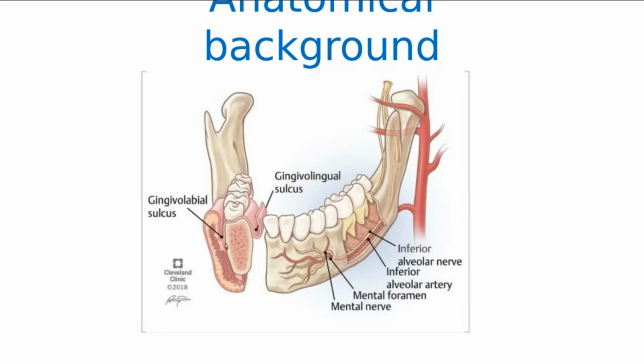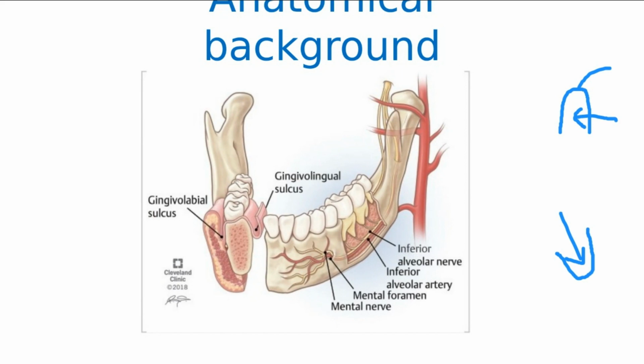This is what I want you to know here. These two sulci. Remember when we talked about the maxillary side, we said this is called the vestibule, which is the space here, and this is called the mucobuccal fold. Here it's the same thing, but this is called sulcus instead of vestibule. From outside, it's called the gingivolabial sulcus. The sulcus between the gingiva or the gum and the lips. The name gives it away.